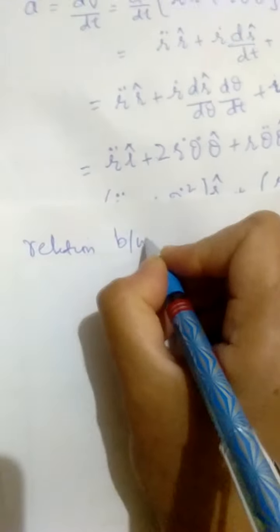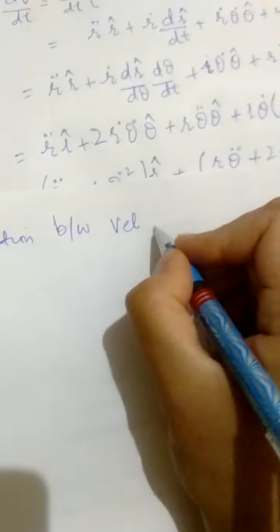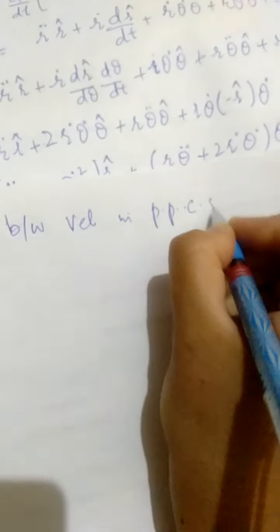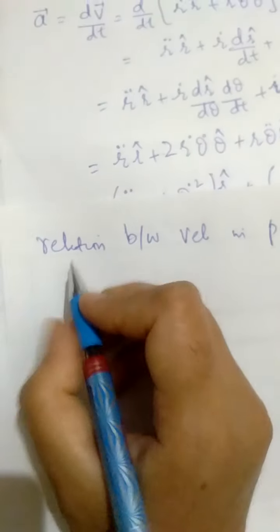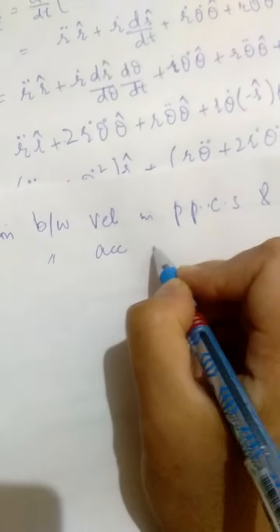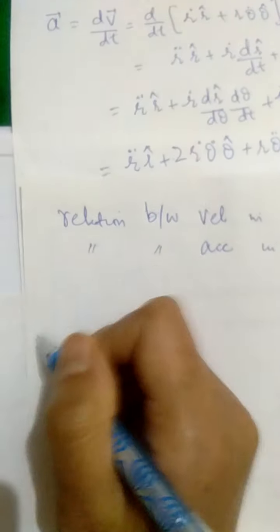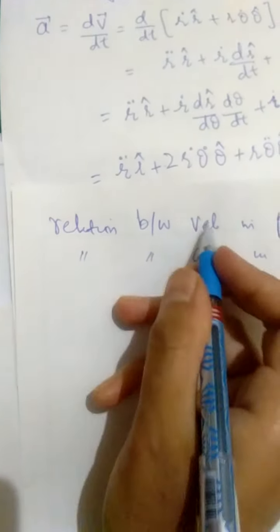between velocity in plane polar coordinate system and Cartesian coordinate system. I'm writing in short. So similarly, what is the relation between acceleration of a particle in plane polar coordinate system and Cartesian coordinate system, right? So let us first choose the velocity.